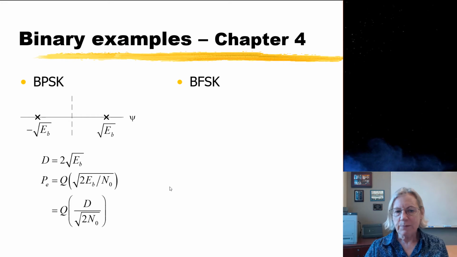So we saw that antipodal signaling is really BPSK, so we've sort of already looked at BPSK, but how would we look at binary frequency shift keying? So what does the signal space look like for binary frequency shift keying? Well, we know that these basis vectors are going to be exactly equal to the symbols themselves because the symbols are different frequencies which are orthogonal to one another.